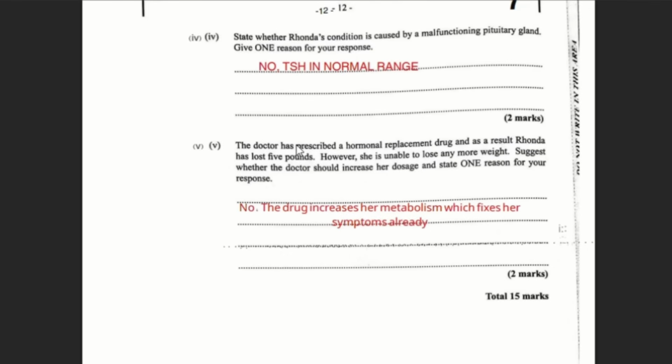Alright, then this question says state whether Rhonda's condition is caused by a malfunctioning pituitary gland and give one reason for your response. Basically, the pituitary gland is what controls all the other glands. It is referred to as the master gland, right? So if anything was wrong, we would be able to trace it back to the pituitary gland.